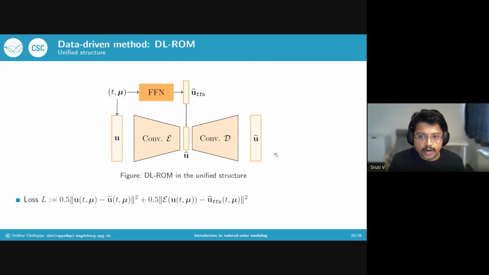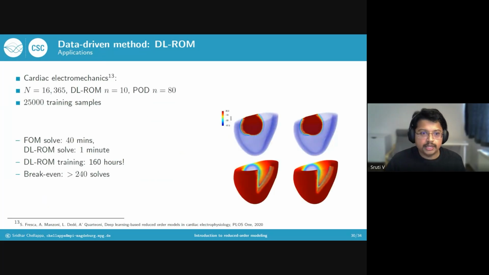The DL-ROM is quite good, at least when it was introduced, but the major issue that it had was it took a lot of training time. So they applied this in the original paper on a 16,000 dimension cardiac mechanics model, but the training time really killed it. It's like several days of training, and this was not really paying off.